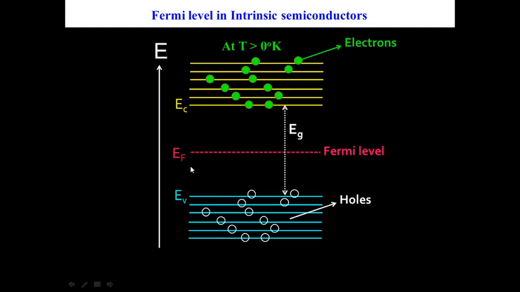The Fermi level lies exactly at the center between the bottom of the conduction band EC and the top of the valence band EV. It means that EF is equal to (EC plus EV) by 2. In other words, the difference between the bottom of the conduction band and the top of the valence band EV is called the energy band gap, and the Fermi level is exactly half of the energy band gap.